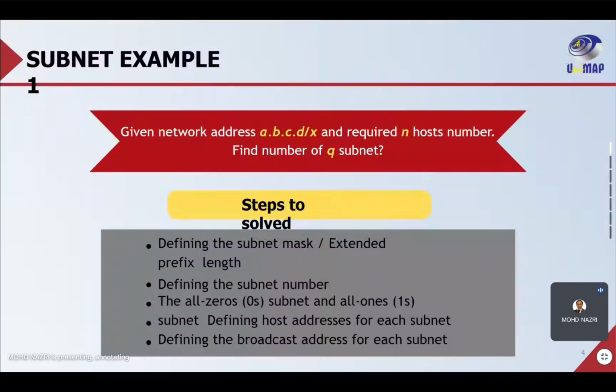So the steps to solve this problem: number one, you need to define the subnet mask, which is the extended prefix length. Define the subnet number, the all zeros subnet and all ones subnet, then define the host addresses for each subnet, and define the broadcast address for each. These are the steps. This is ideal, but if you can remember quickly or you have a shortcut, that's okay. But this is the basic thing that you need to know.